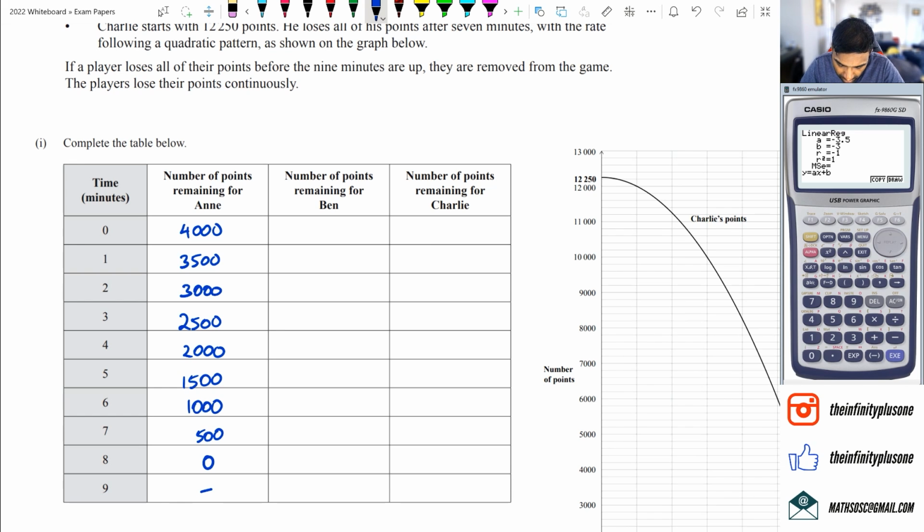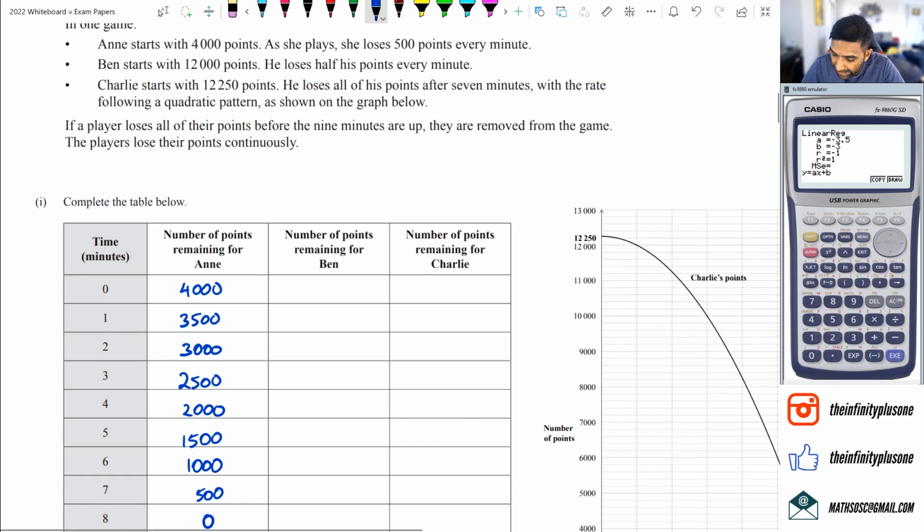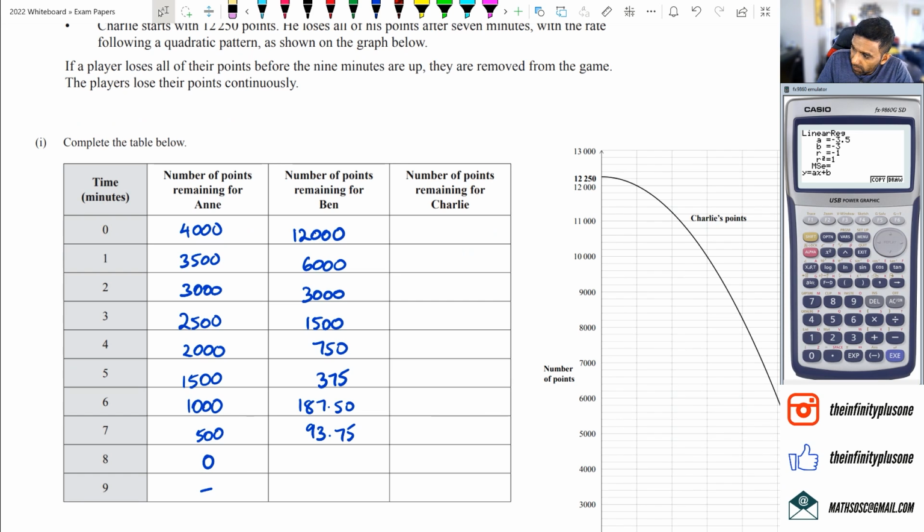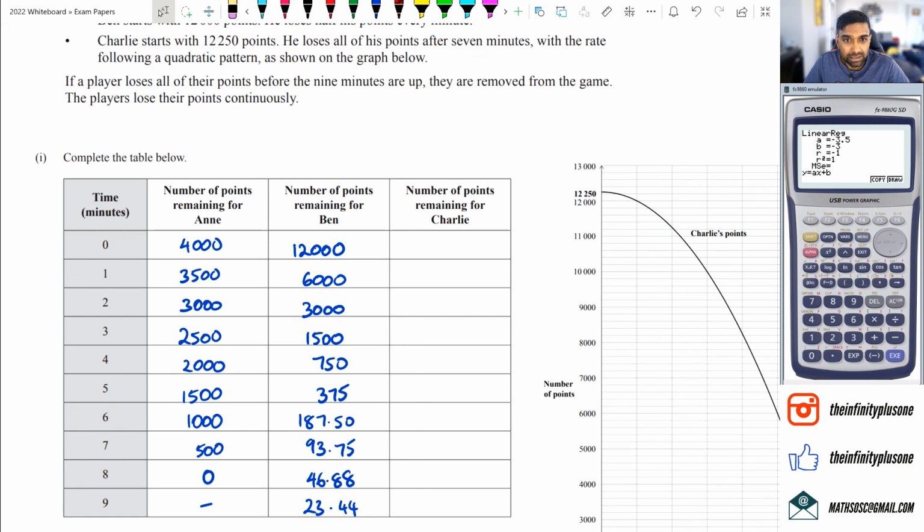Next we're going to look at remaining points for Ben. Ben starts with 12,000 points, and he loses half his points every minute. So that means he's going to go to 6,000, 3,000, and once again I'm going to pause and continue this. Keep going to 46.88 and 23.44. Two decimal places should be all right. And finally, Charlie starts with 12,250 points.